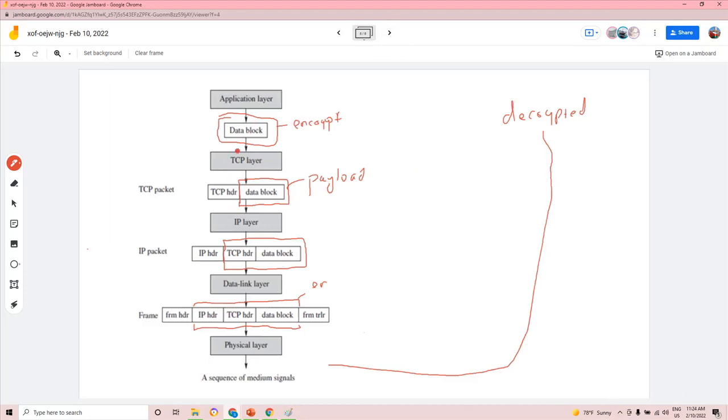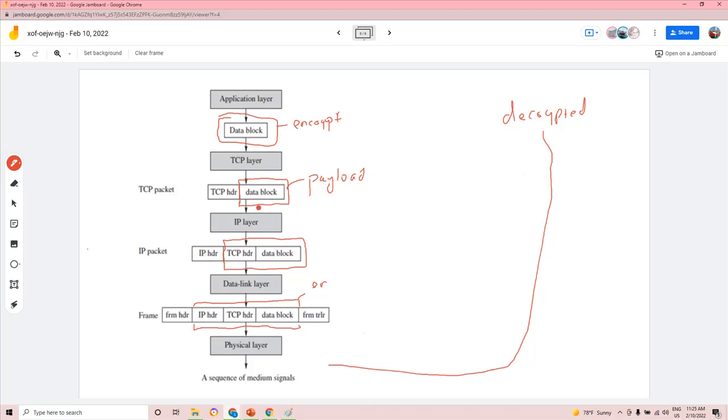Okay, students. When the application layer produces data and it comes to the TCP layer, this data is attached with the TCP header. The data attached with the TCP header is called the payload, so this can be encrypted. Is it clear to you?